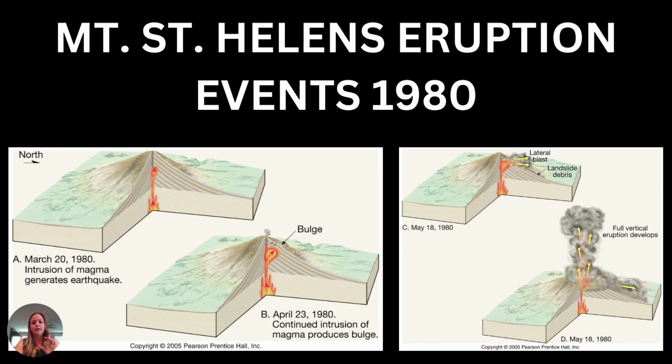All right, so in March of 1980, they suspected that magma started intruding, and by April they saw the bulge, and then in May is when the actual eruption was. So it was pretty quick. I know that's a month, but in geologic time, that's really fast. In May, there was so much pressure on the side of the volcano from that bulge that a landslide took place, and that landslide removed a bunch of material, removed a bunch of pressure that was basically holding the magma in place, and allowed the release of pressure to just erupt all of the material. It started with a lateral blast and then a full vertical blast.